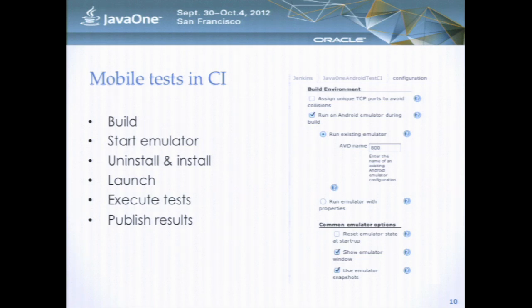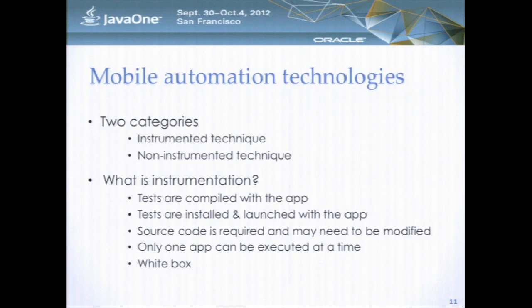So with that, we've seen the first part of how to solve the problem of integrating your emulator and simulator into CI for Android and iOS. The next key part is to figure out what the tests to execute are, right? How do you automate your tests? So that's what we're going to look at. In general, we'll first try to understand what the automation technologies are. I can bucket all the technologies in the marketplace into two different categories: the instrumented and non-instrumented approach. What do I mean by instrumentation?